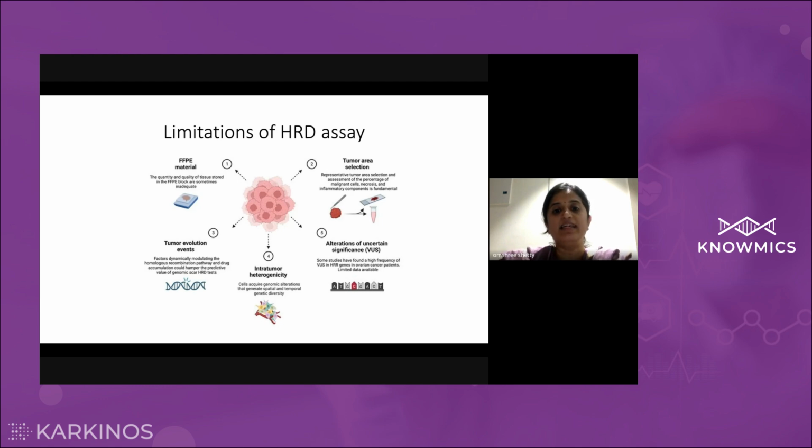And then it's the intra-tumor heterogeneity. So when it's an intermixed population, it's extremely crucial to be aware of what is the adequate tumor representation in that area. And tumor evolution events also matter, like when the sample was taken, whether it was at the baseline or at the metastatic stage, because these clones tend to evolve.